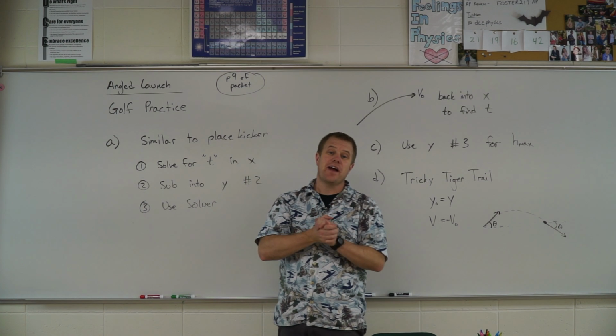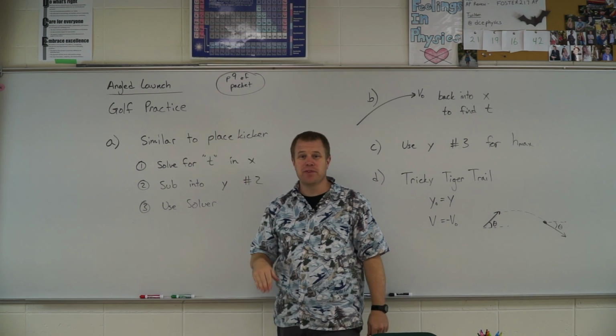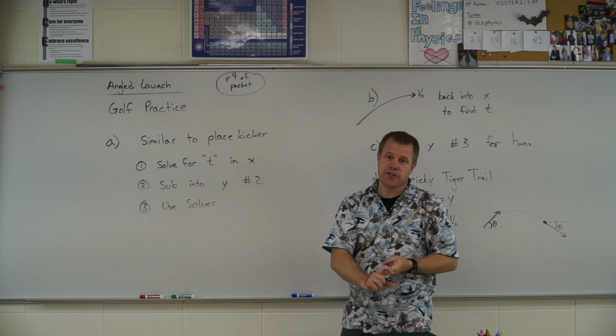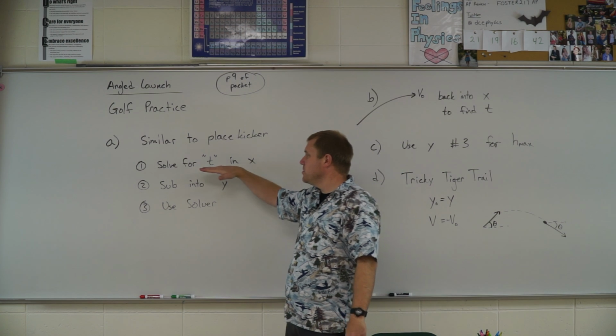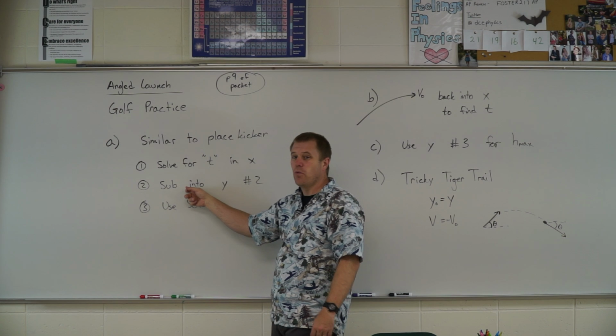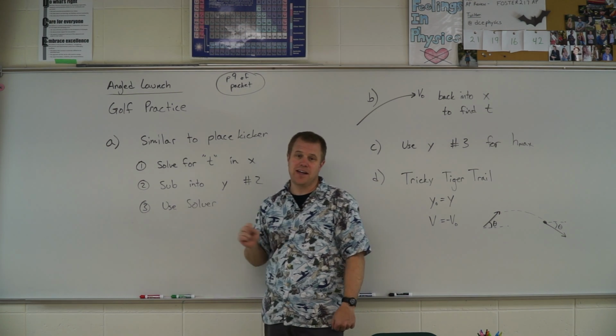All right, we're on the golfer practice one. This one's a little tricky, so make sure you look back to that example with the place kicker because it's very similar to that because we don't know time and we don't know initial velocity. So the first step is you need to solve for time in the x direction. Use that time by subbing it into the y direction, equation number 2, and then using solver to find v0.